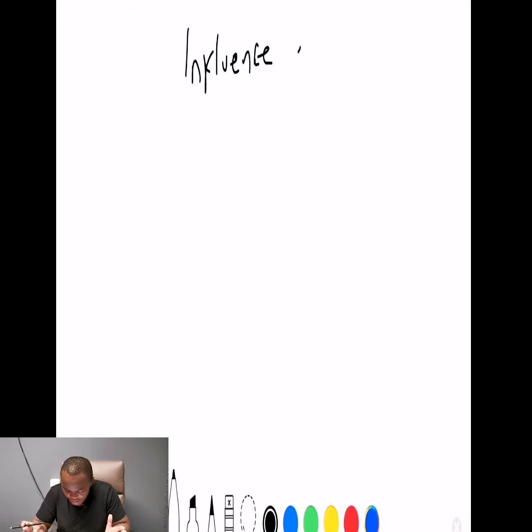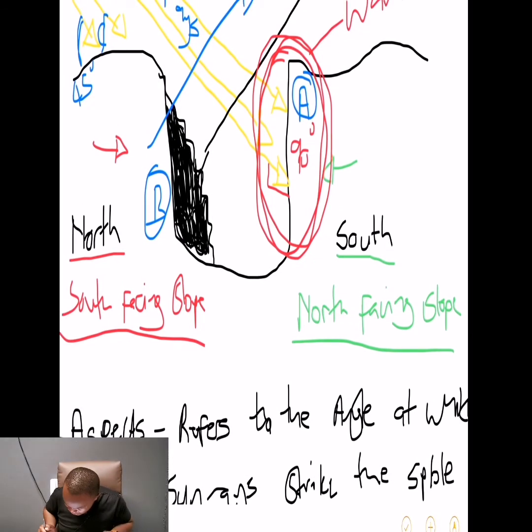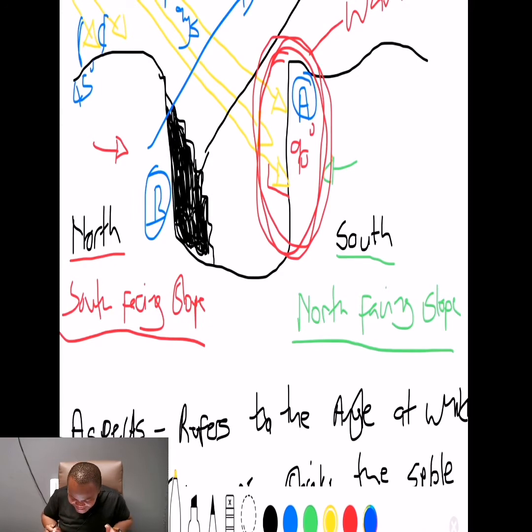So you guys just draw this diagram so that I won't be strolling up and down. All right, so let us look at the influence of the aspects on human activities, specifically on our economy. On mountainous areas, the slopes facing the poles are suitable for forestry, like area B. Area B here is suitable for what? For forestry.